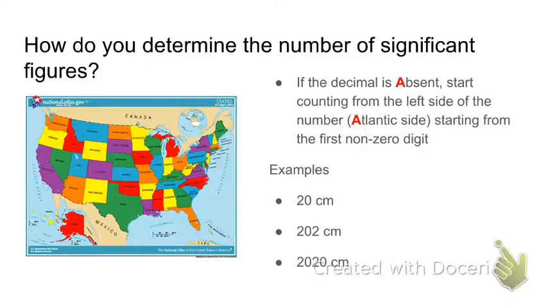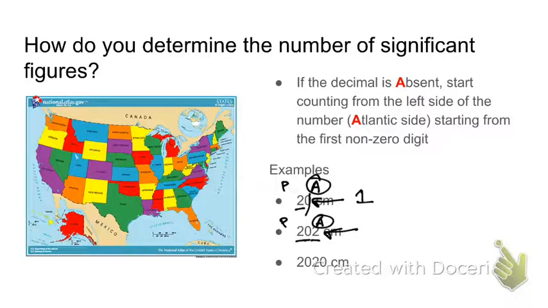All right, moving on. Okay, what about the opposite case? If it's Atlantic, you start counting from the Atlantic side, starting from the first non-zero. So here's your Pacific, here's your Atlantic. Here I see there are no decimals. The decimal is absent, so I'm going to start from the Atlantic side. Both begin with A, right? And so this 0, I don't count. This 2 is my first significant figure, and so this one has 1. Pacific, Atlantic. The decimal is not present. Start from the Atlantic side. I got 1, 2, 3.